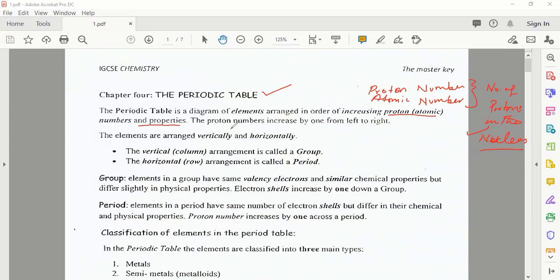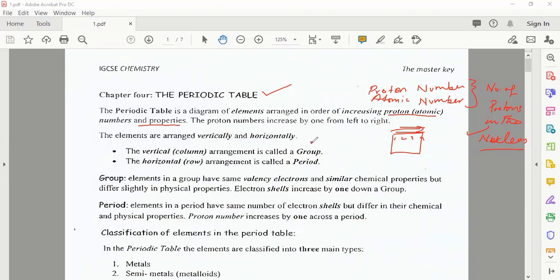So, for example, if this is a periodic table and you go from left to right, the proton number increases. Here you'll find 1, then 2, then 3, 4, like this. So it is increasing from left to right. Two things are very important in the periodic table.